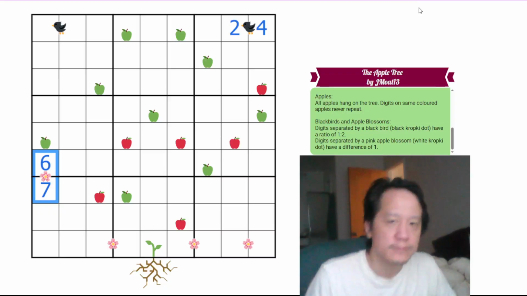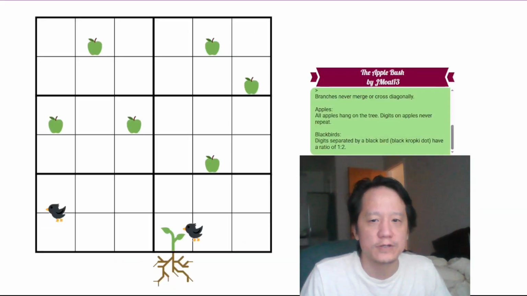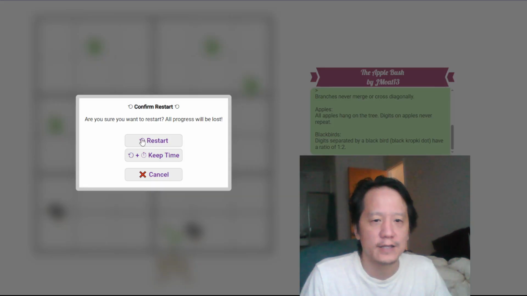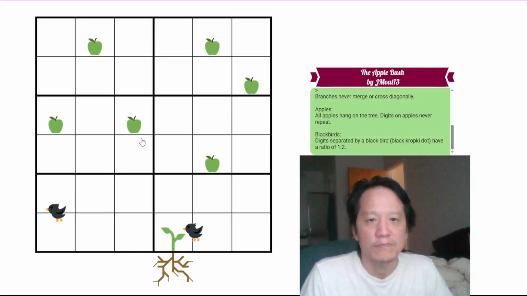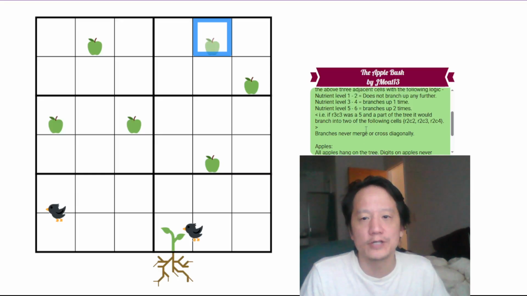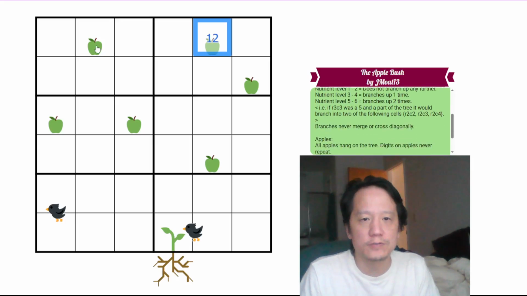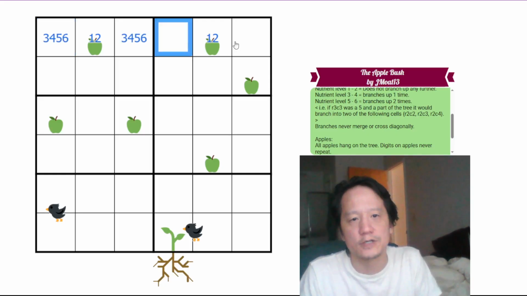And now I'm going to restart the apple tree and restart the apple bush. Let's go. Okay, we have the apple tree. We have 2 cells in the top column which cannot branch up any further, so they must be a 1 or 2. So this is 1 or 2, this is 1 or 2, which means in the rest of the row, it's 3 through 6.